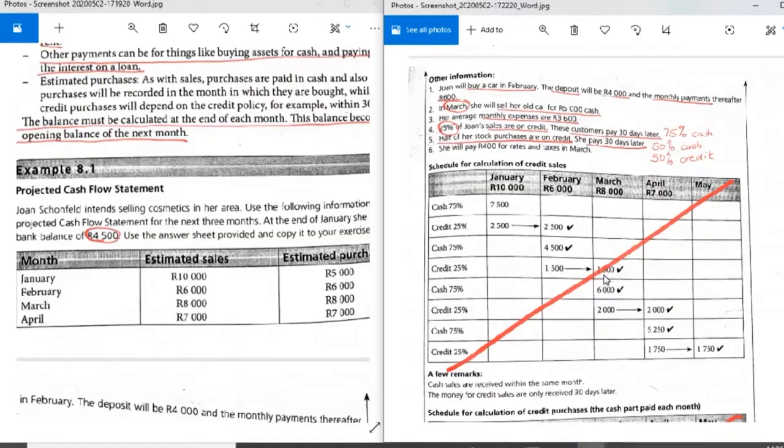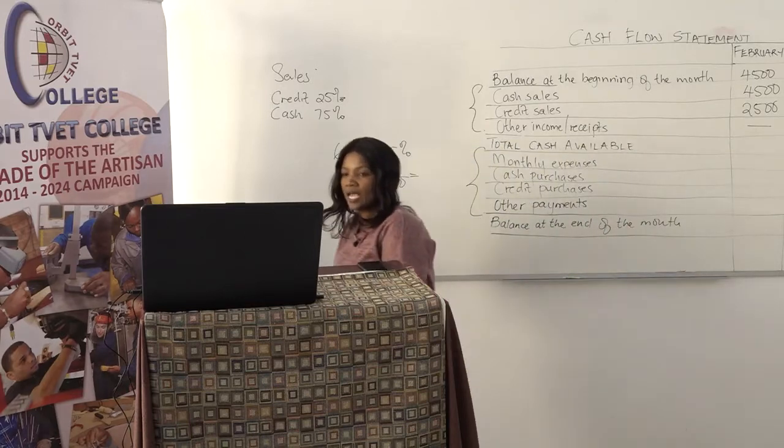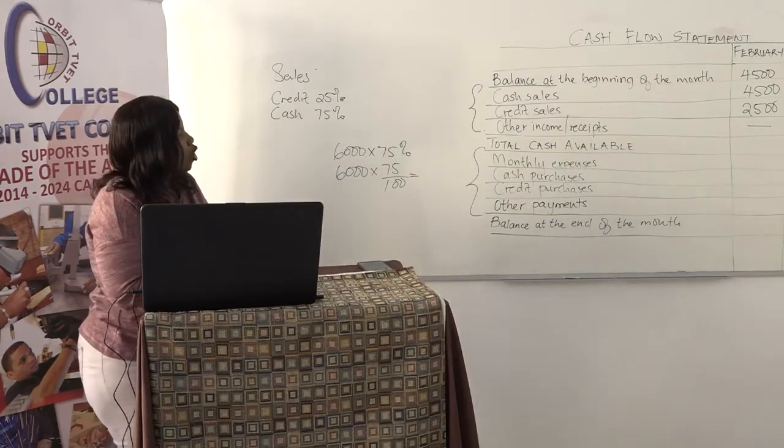Now we need to check if maybe in our transactions there is other income, the income that they received in the business, which is not related to whatever they are selling. But now when we check in the information that is provided, it talks about March, not February. So if there is no transaction that took place in February which must be recorded under other income or receipts, we simply put a dash, not a 0.